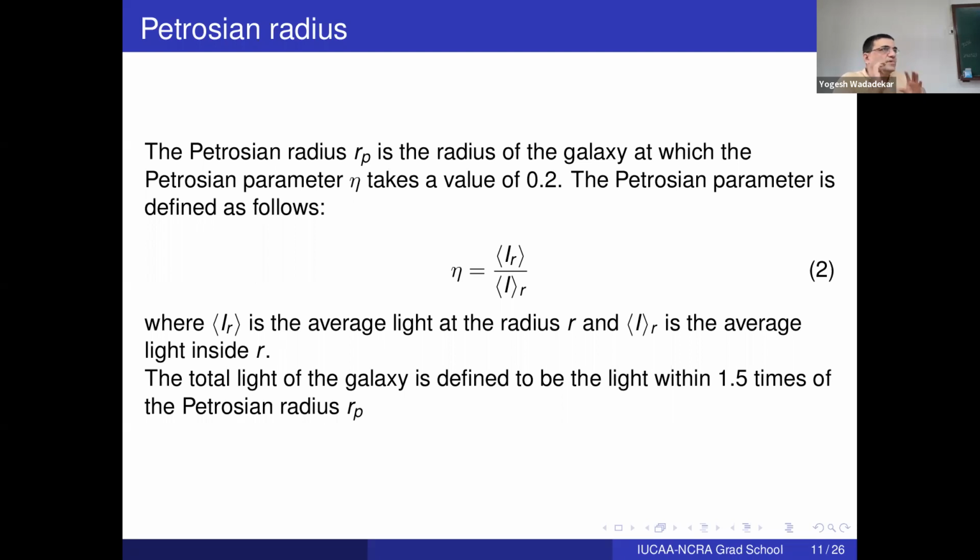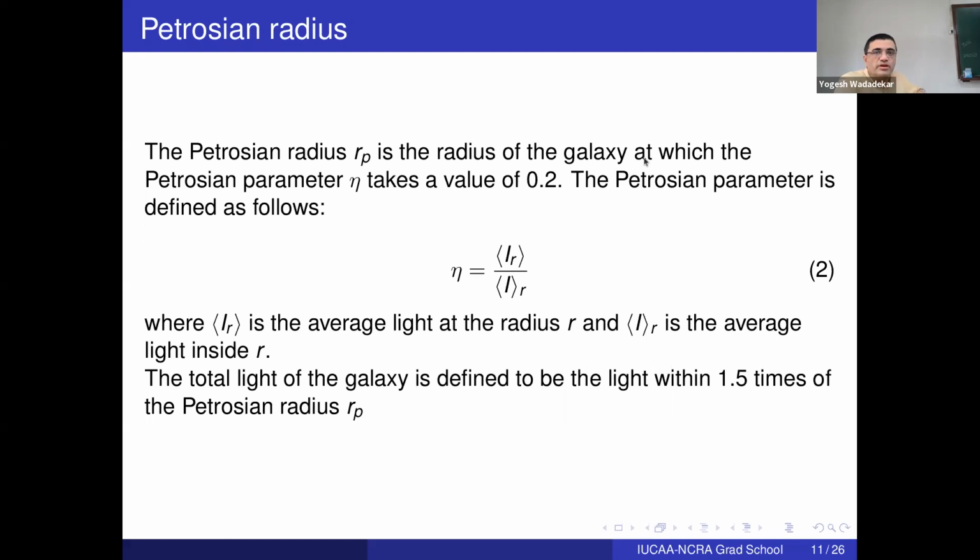And then you just adopt, just arbitrarily, that the total light of the galaxy is defined as the light within 1.5 times the Petrosian radius. So you measure up to the Petrosian radius, then go 1.5 times and do what is called aperture photometry over that aperture. And you say that any of the galaxy light that lies within, I will count, and I'll say this is the total light of the galaxy.